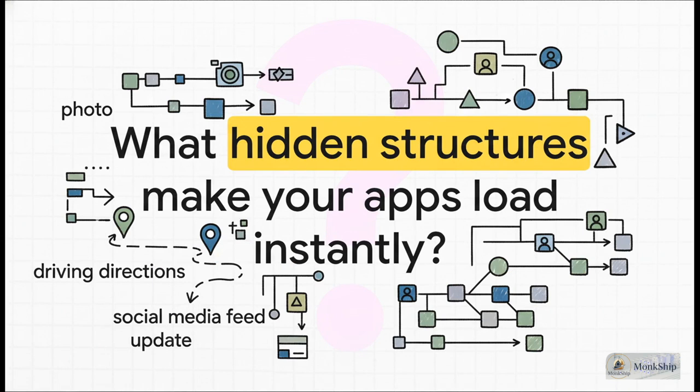So the next time you search for a photo on your phone, get driving directions from a map, or your social media feed refreshes in the blink of an eye, you'll know what's happening. Behind the scenes, there's this elegant, invisible dance between a well-chosen data structure and a clever algorithm making it all happen. They really are the unsung heroes of our digital world.